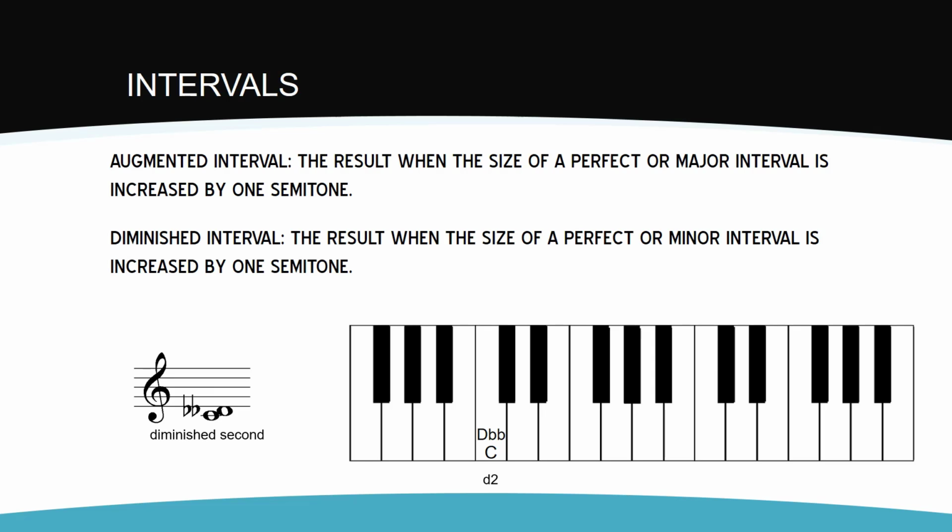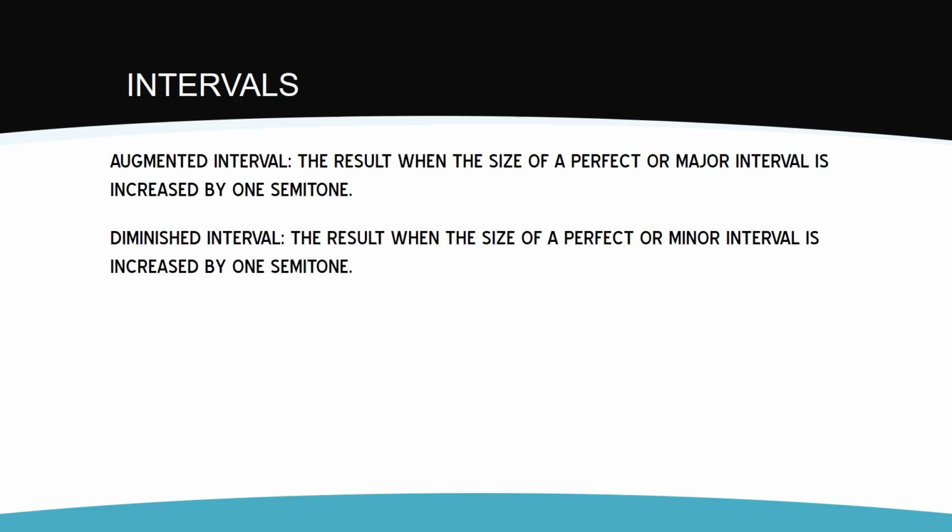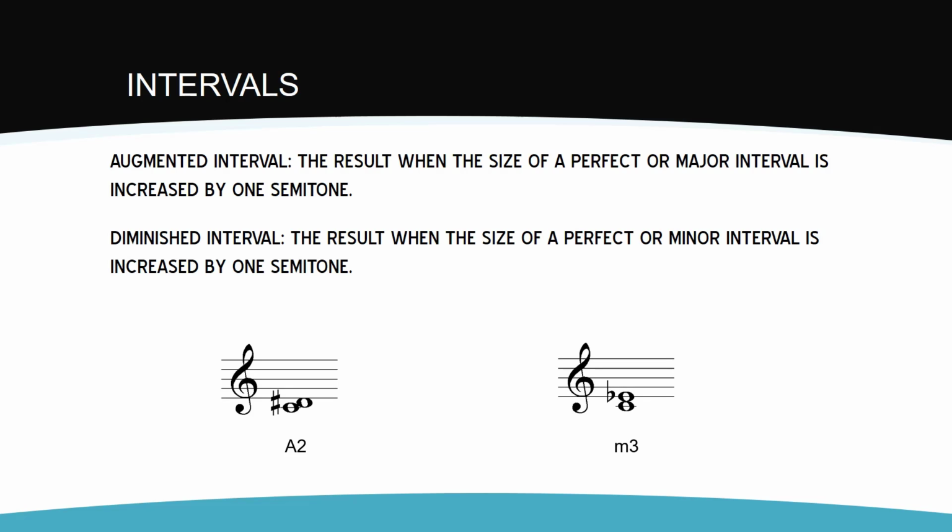Intervals can have enharmonic equivalents. This means that 2 intervals will sound the same, but be written differently on the staff. An augmented second is enharmonically the same as a minor third. The difference is how the intervals are written on the staff. If a perfect or major interval is made 1 semitone larger without changing the general interval size, it becomes augmented. If a perfect or minor interval is made 1 semitone smaller without changing the general interval size, it becomes diminished.